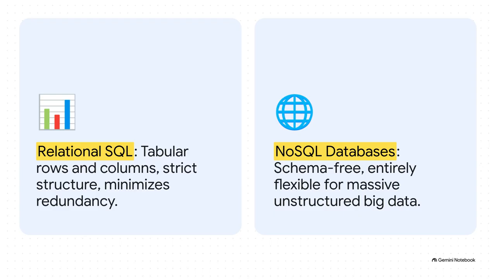And speaking of storage, you are practically guaranteed to see a question comparing databases on your final. The crucial difference is structure. Relational databases use SQL. They are rigid, structured perfectly in rows and columns, and they minimize data redundancy. On the flip side, non-relational databases, often called NoSQL, are incredibly flexible. They're schema-free and built specifically to handle massive, messy, unstructured big data like endless social media feeds.